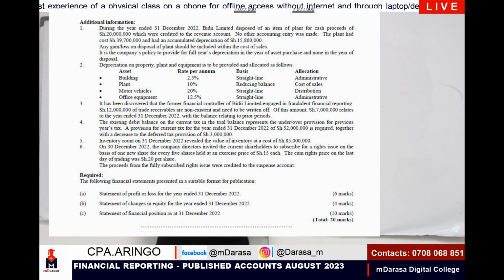So note 6, you're told that on 30th December, the company directors invited the current shareholders to subscribe for a rights issue, on the basis of 1 share for every 5 shares held at an exercise price of 15 each. The combined price on the last day of trading was 20 per share. So basically, you need to determine the additional premium that we'll be having, as well as the component of the ordinary shares that were added. The proceeds from the fully subscribed rights issue were credited to the suspense account. And that's why you can clearly see on top there, we had a suspense account of 60 million.